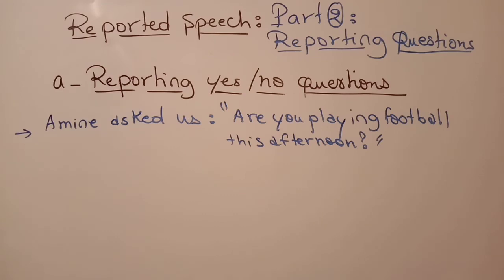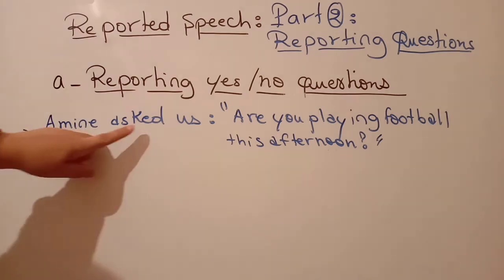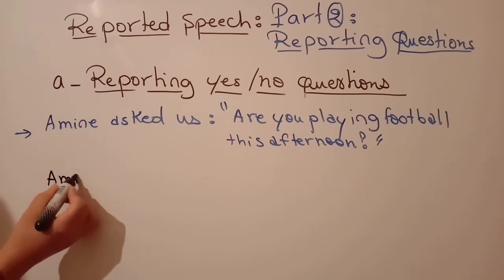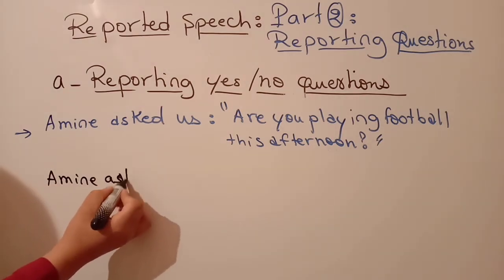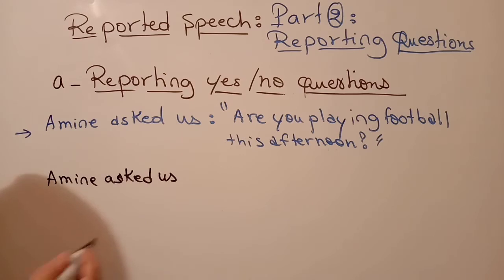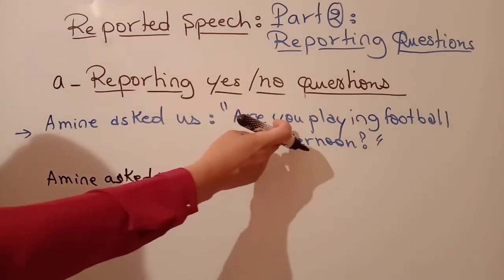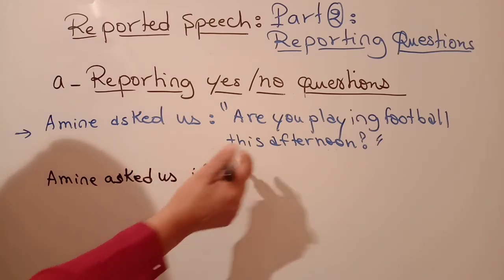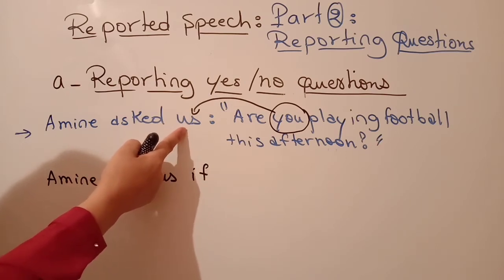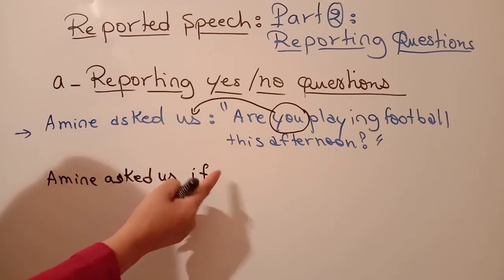Let's study another example. Amin asked us, are you playing football this afternoon? As usual, the first part does not change: Amin asked us. Since it is a yes or no question, we are going to use if or whether. Amin asked us if. You have, are you playing? So we need a subject. You is the subject. It refers to us. Us is an object pronoun. The subject pronoun of us is we.